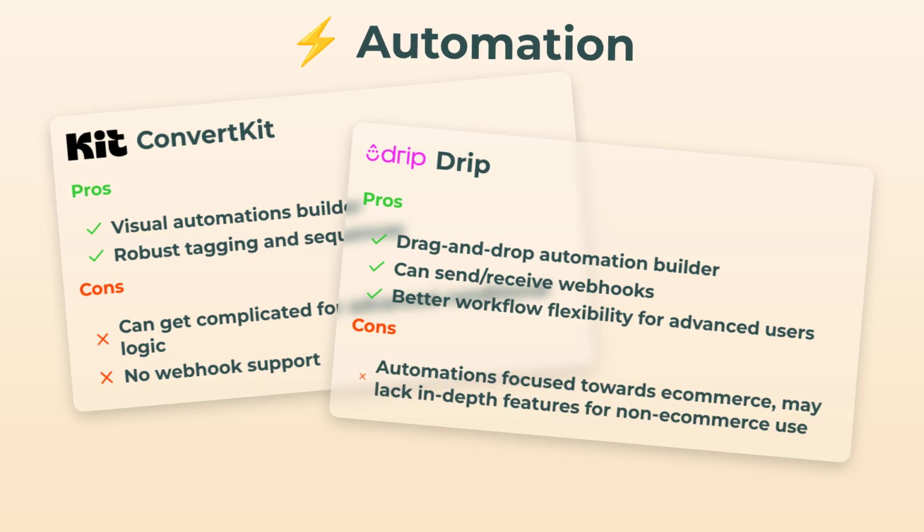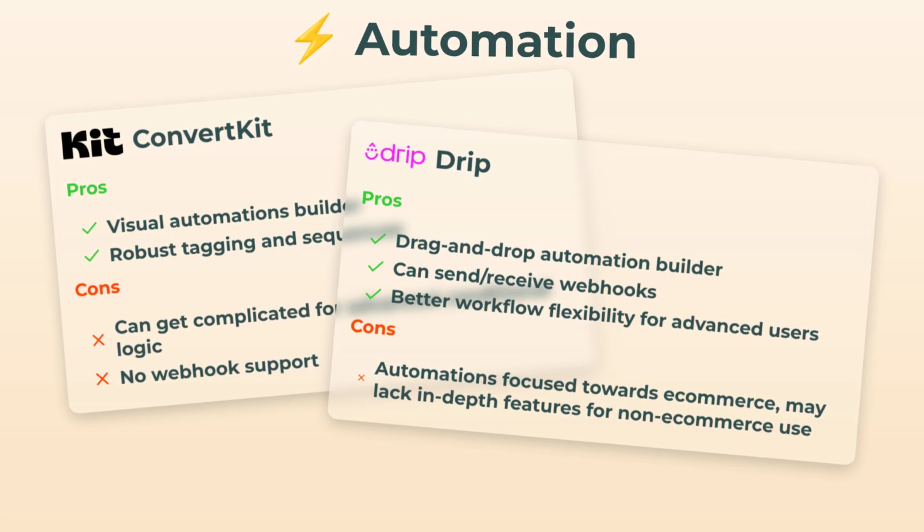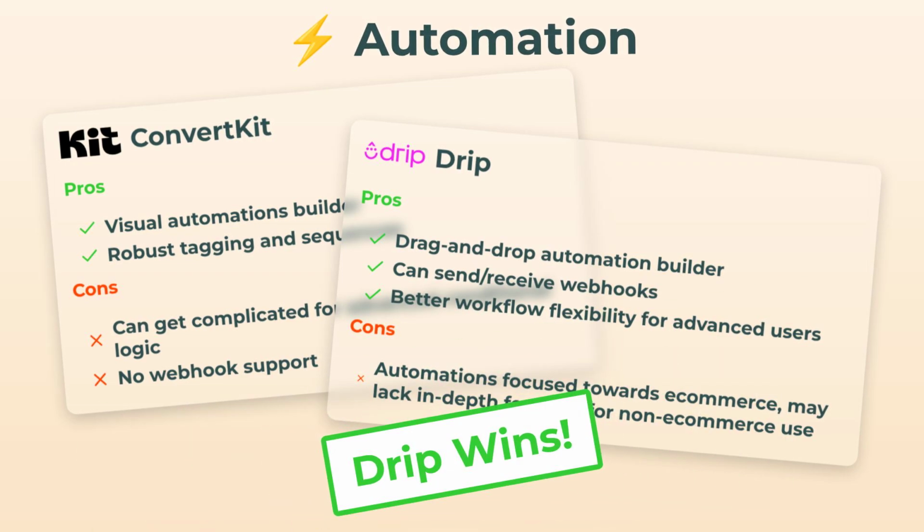Meanwhile, Drip is kind of the automation nerd's dream. Their builder is drag and drop, you can send and receive webhooks, and the workflow flexibility? Wild. If you want to really nerd out with marketing workflows, especially for e-commerce, Drip takes the win here.